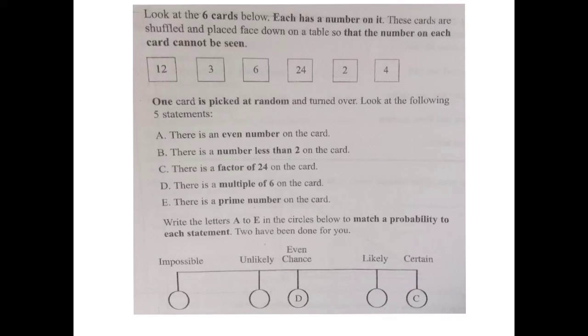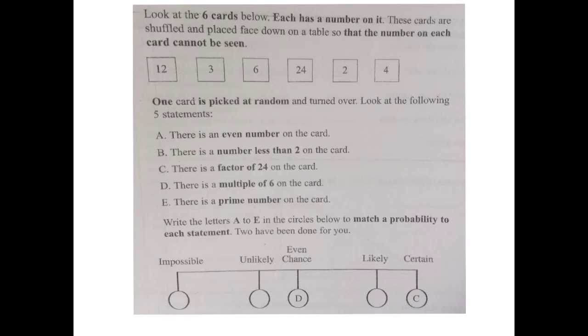Look at the following 5 statements. A. There is an even number on the card. B. There is a number less than 2 on the card. C. There is a factor of 24 on the card. D. There is a multiple of 6 on the card. E.